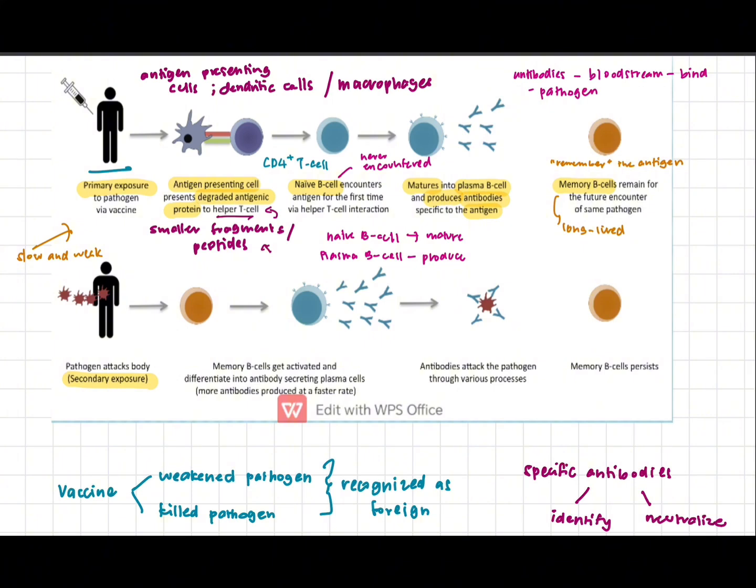However, upon exposure to the same pathogen a second time, the immune system can respond rapidly. This is because the immune system has already encountered the pathogen before and has developed memory cells that can quickly recognize and destroy the pathogen. So a second exposure to the pathogen often results in either no symptoms or milder symptoms.